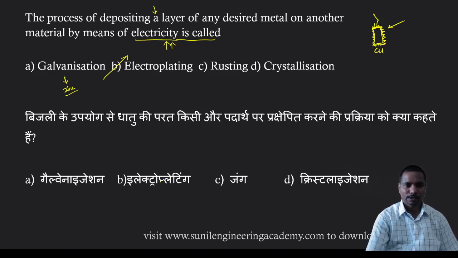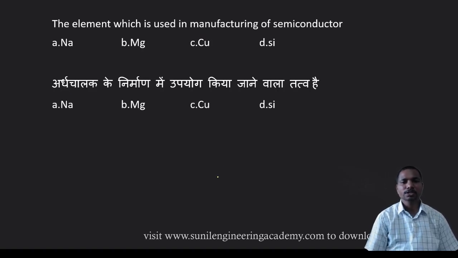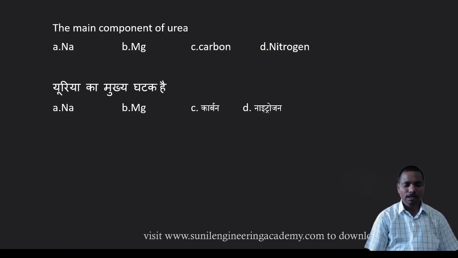Okay, coming to the next one. The element which is used in manufacturing of semiconductors. Silicon, germanium are most important materials. So silicon is there. So answer go with silicon. The main component of urea. What is the main component of urea? Nitrogen.